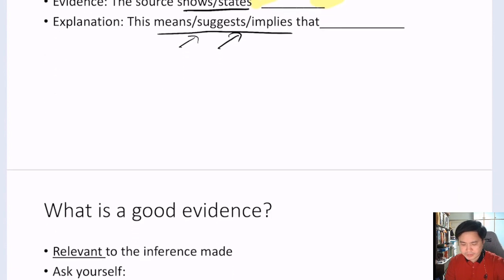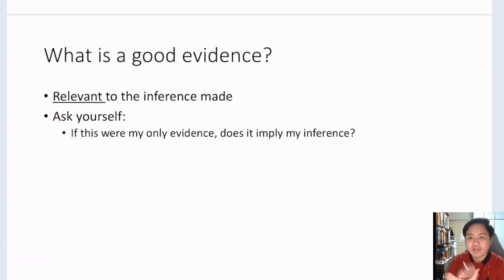Now, breaking down your evidence. What is a good evidence? This is quite straightforward. Make sure it's relevant to the inference being made, and ask yourself, if this were my only evidence, does it imply my inference? If this is the only evidence I have, does it imply the inference that I made?